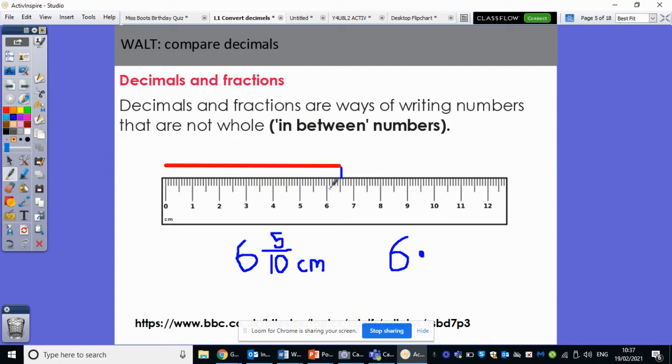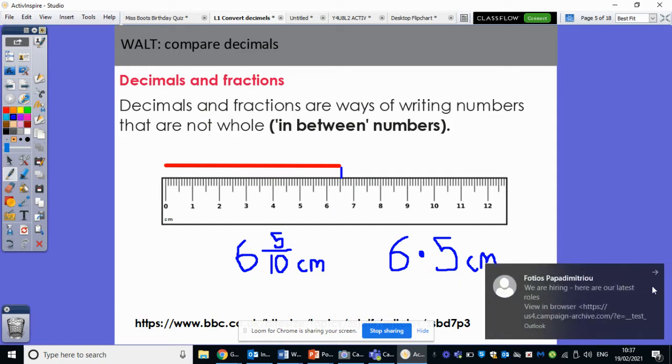So 6.1, 6.2, 6.3, 6.4, 6.5 centimeters. So we could quite accurately say that this red line is 6 5/10 centimeters, or 6.5 centimeters. And a couple of you may have spotted 5/10 and 0.5 are the same as one another. So therefore we can tell that 1/10 is the same as 0.1, but we'll look at that a little later on. So 1/10 and 0.1 are equivalent to one another.